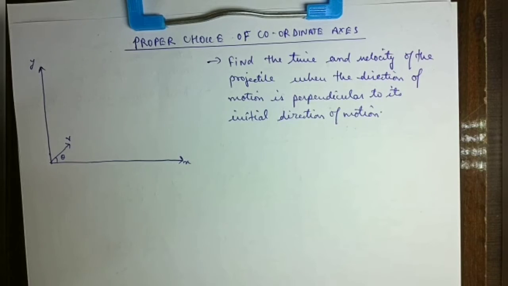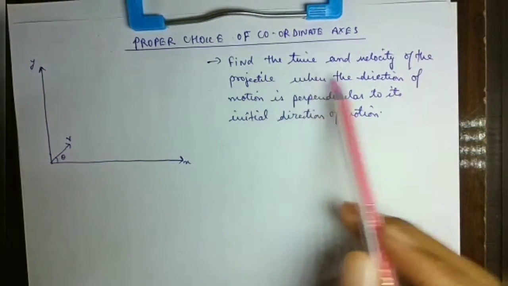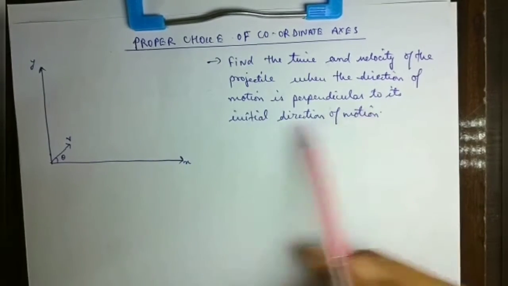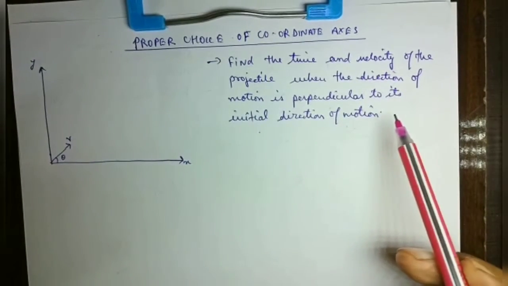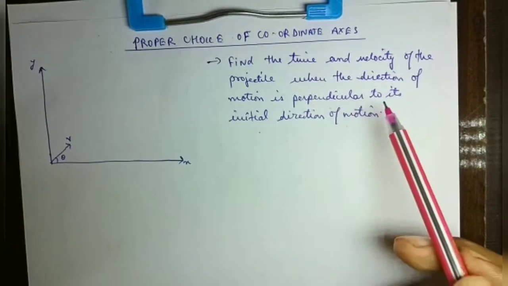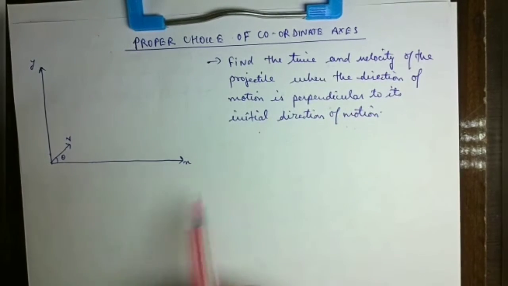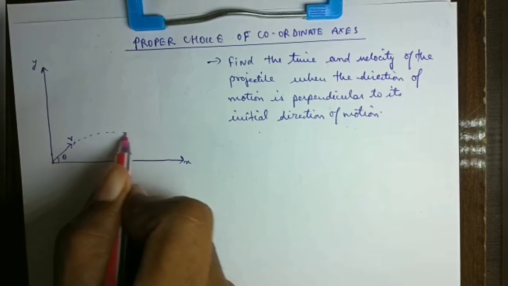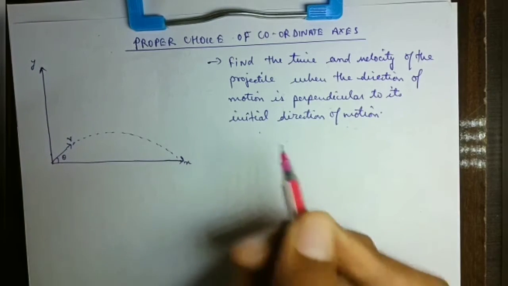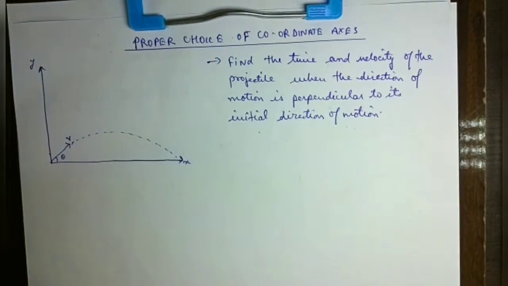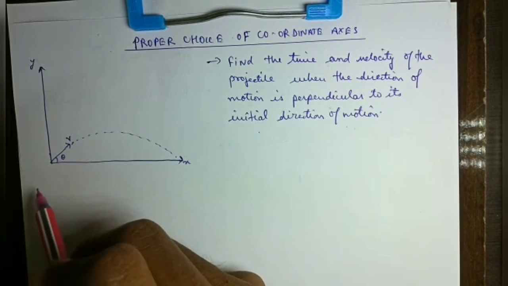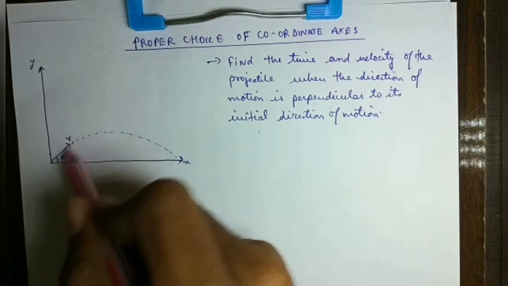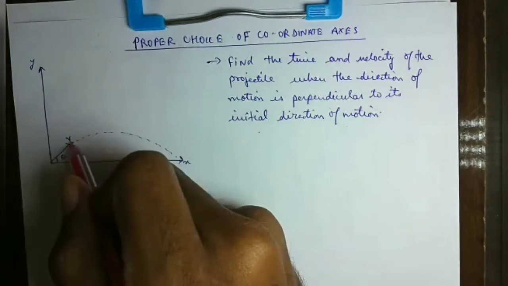As per the question, find the time and velocity of the projectile when the direction of motion is perpendicular to its initial direction of motion. So how do we do that? First, let's draw the trajectory. Then we are going to take a coordinate axis along the direction of this motion.